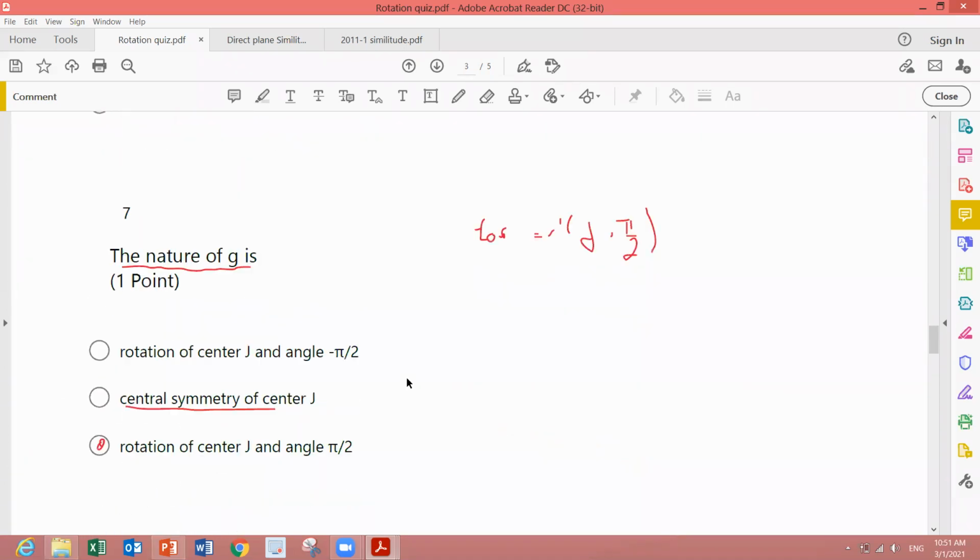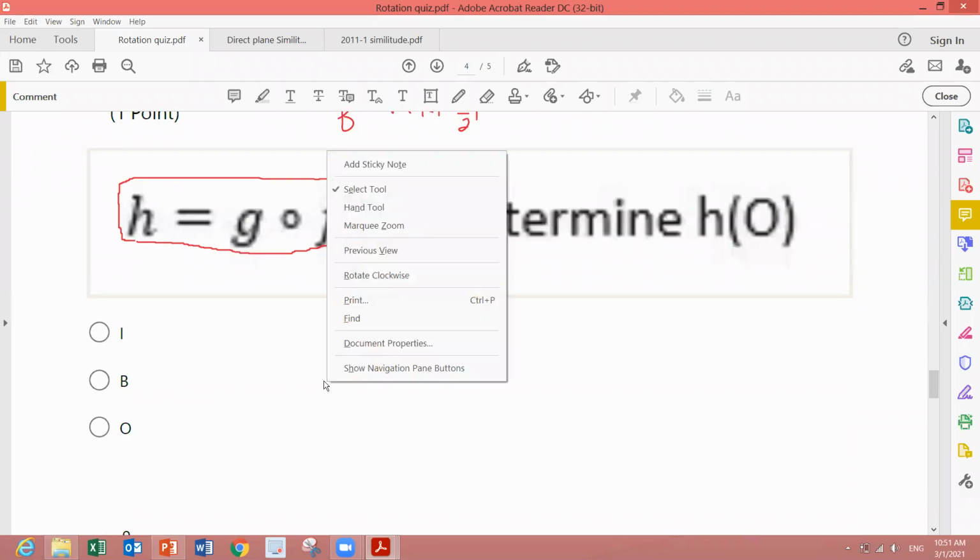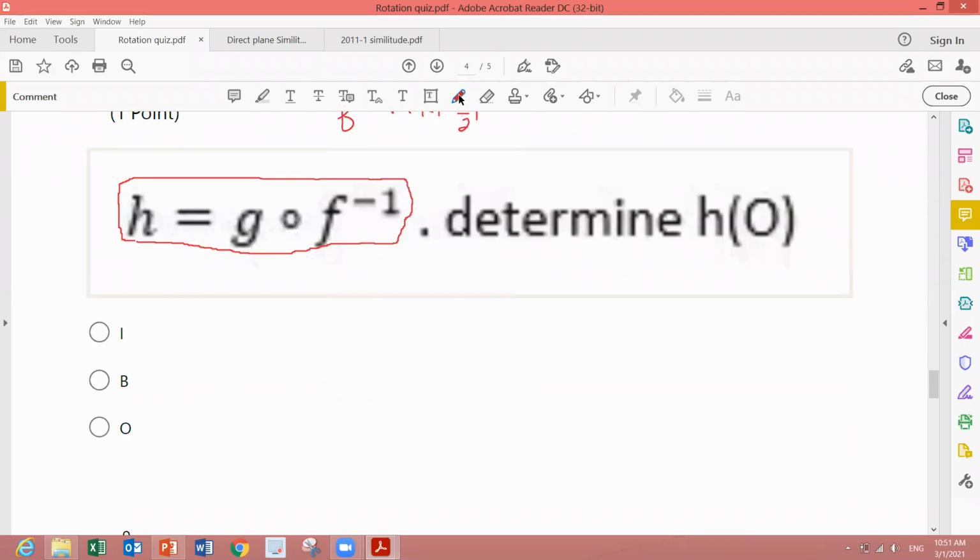Says the angle. So the correct answer is yes. The center J or I? J. So the correct answer is B.